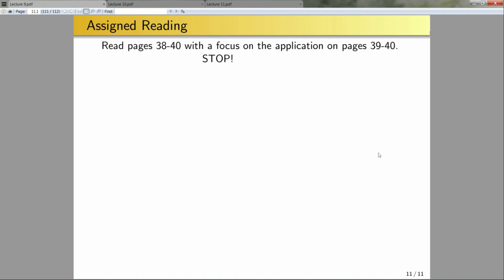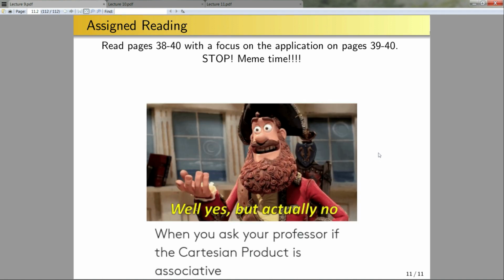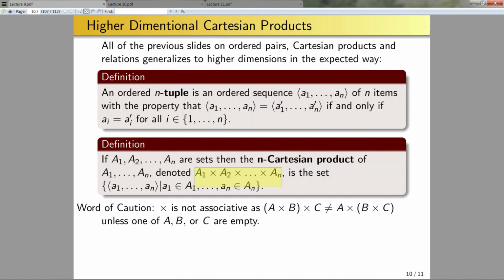And now stop, meme time. So you can now get this meme when you ask your professor if Cartesian products are associative. Well, yes, but actually no. So explicitly yes, because I can make this a well-defined object, but no, because they're not associative in the standard sense.